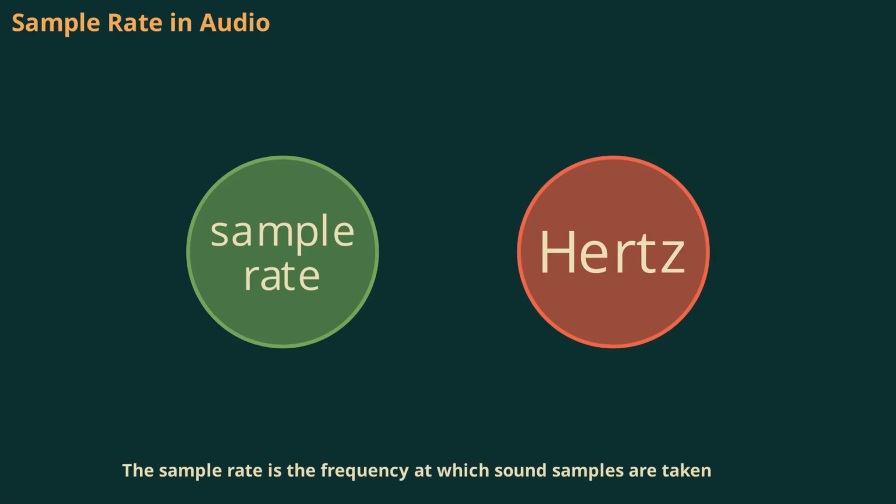Sample rate is the frequency at which sound samples are taken, measured in Hz. For example, CD quality audio is sampled at 44,100 Hz, meaning 44,100 samples per second. Higher sample rates capture more detail but require more storage space. Understanding sample rate is important for working with digital audio and ensuring high-quality sound.